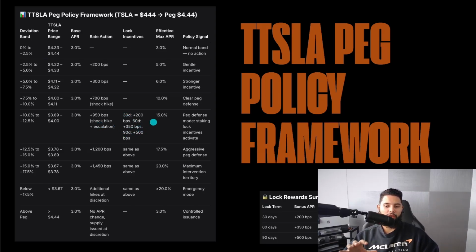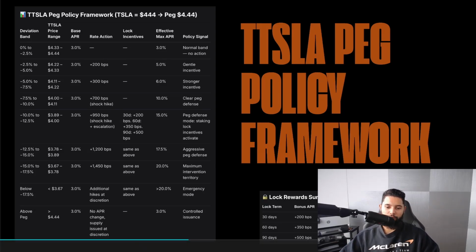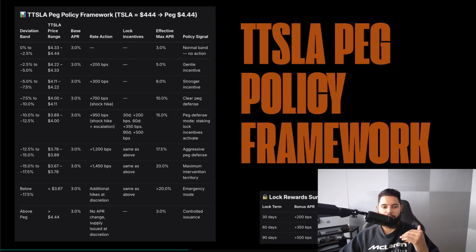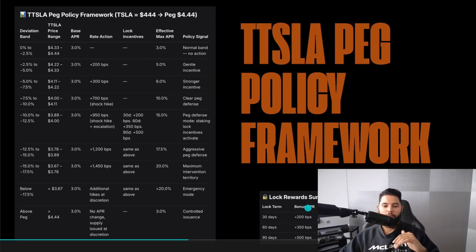The locking thing is very interesting. In the bottom right here, I actually think I'm kind of covering it up, but you can go to the docs if you want to see it, and I'll just walk you through it verbally. There's a lock reward for 3 different tiers. If you lock TTSLA, and by the way, this only opens up when it deviates more than 10% off its peg, then you can lock your TTSLA for 30 days, 60 days, or 90 days, and you can get a bonus yield for doing so.